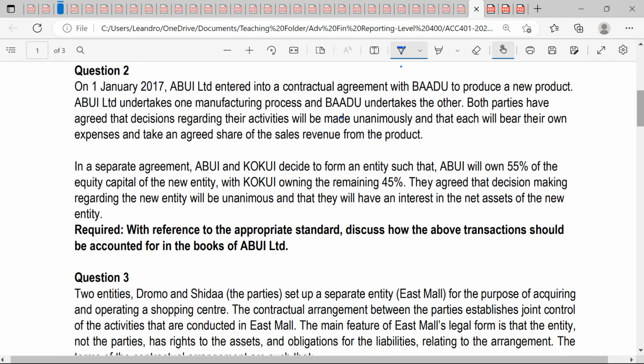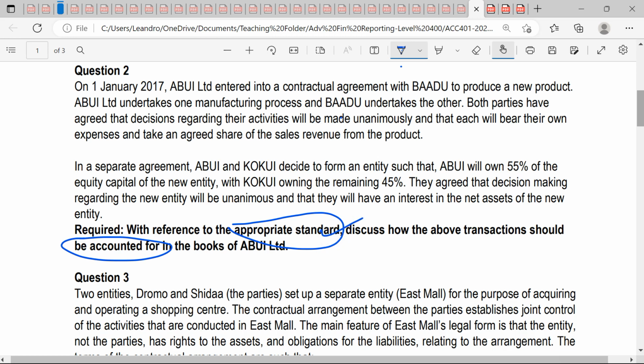In question 2, Abui entered into an agreement with Badu and entered into an agreement with Kokui. And so the requirement is, using the appropriate standard, discuss how the transaction should be accounted for. So there are three issues to look at.